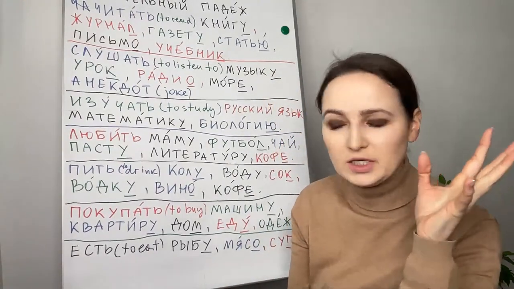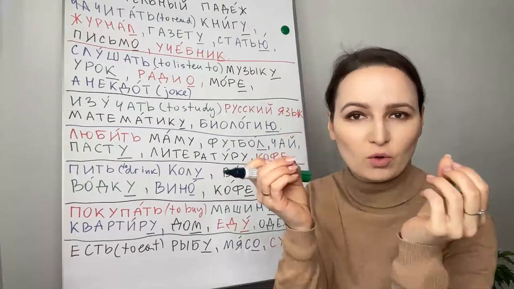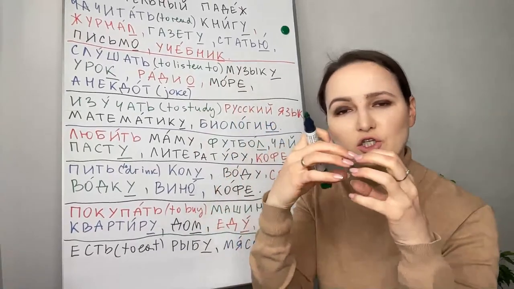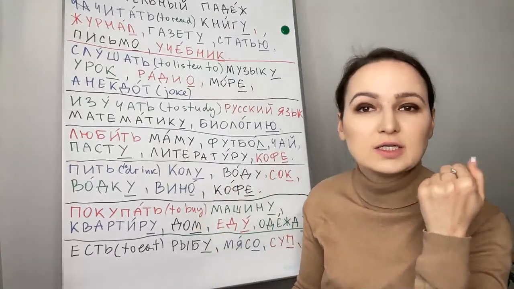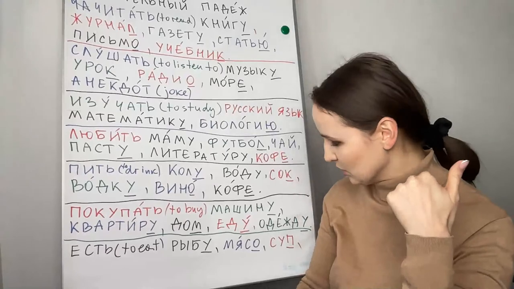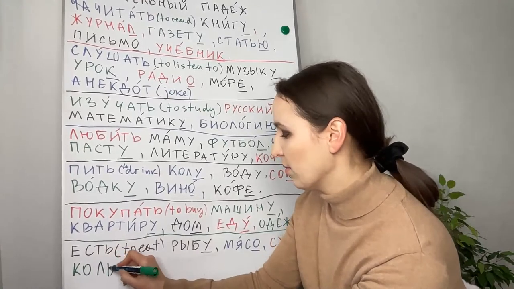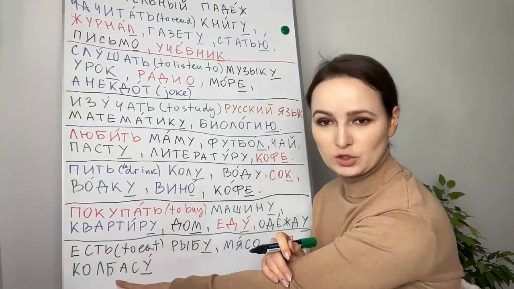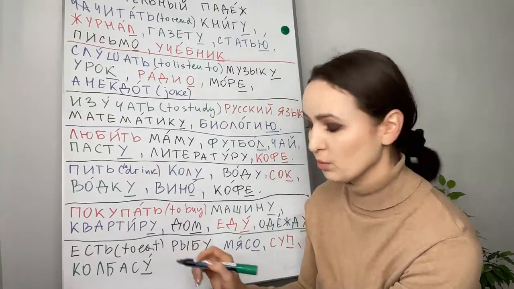For example, a sausage. I'm eating a sausage. Russian sausage is колбаса. It's not those small sausages that you can find in Europe or in America. In Russia, we have this big sausage like salami. We call it колбаса. Again, the ending is а, so replace it with у to make it accusative. Есть колбасу. To eat a sausage.